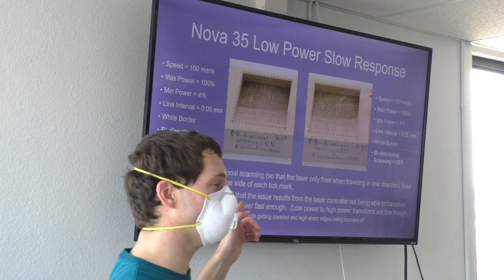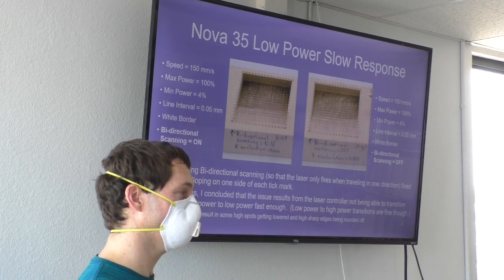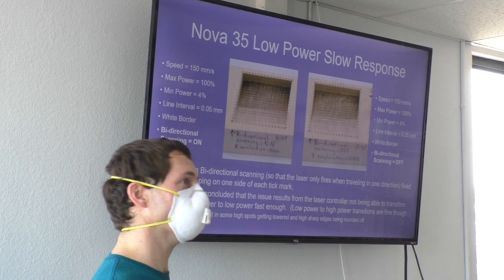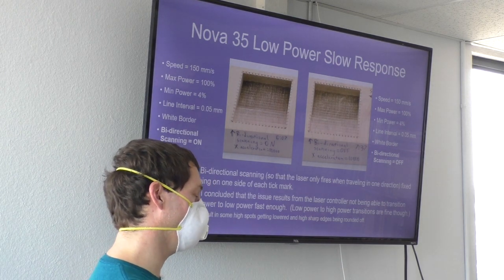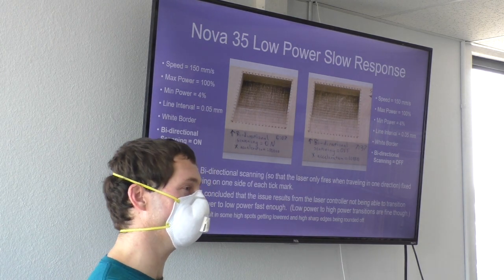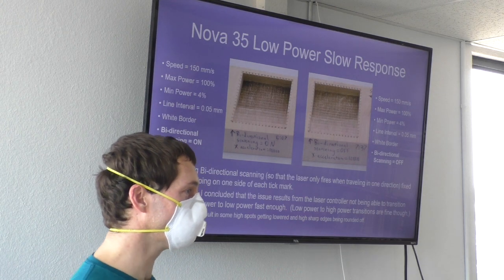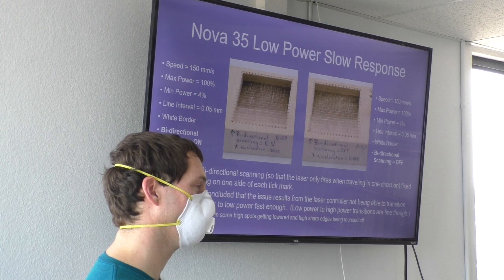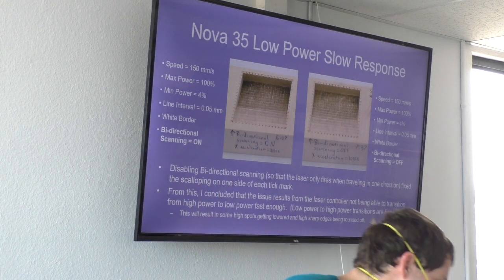Because this is basically the machine itself. The controller isn't able to, I guess, get rid of the current that is pushing through the laser tube fast enough to go to low power quickly. So I don't think there's a way to overcome this. And at 37%, you wouldn't have seen the scallops? Yes, that's the next slide.